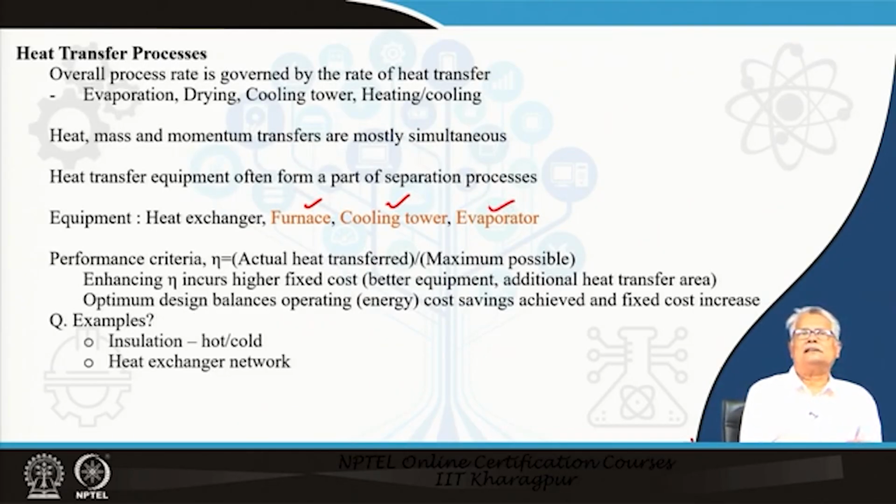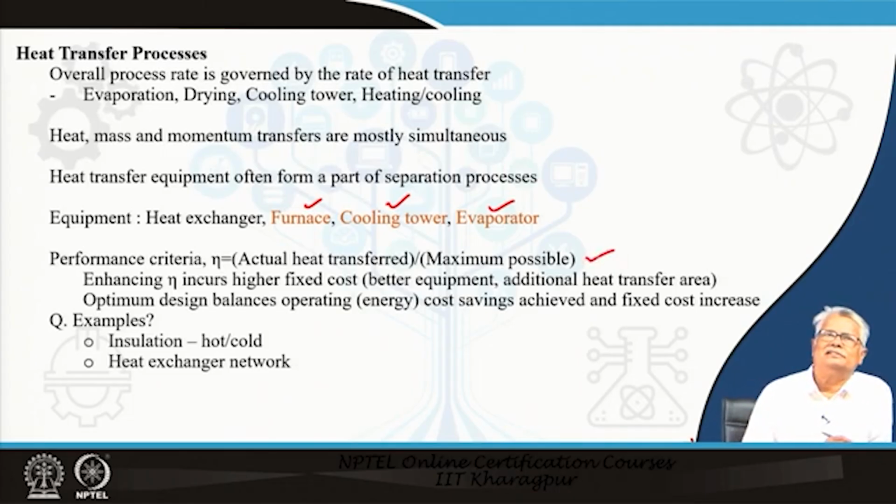So, we see what these heat transfer processes are. In case of any equipment, there has to be a performance criteria, and we normally try to improve or enhance that particular performance. We can define this performance criteria, maybe eta or efficiency, whatever we may call, as the actual heat transferred in the equipment divided by the maximum possible amount of heat that can be transferred. It is very similar to efficiency, and we are using the same connotation of eta to define it.